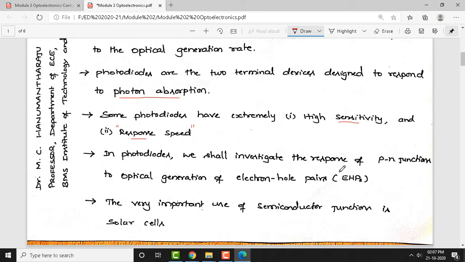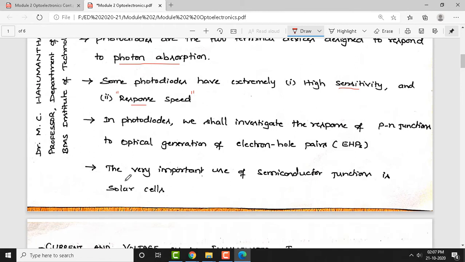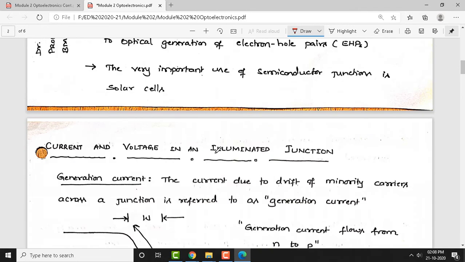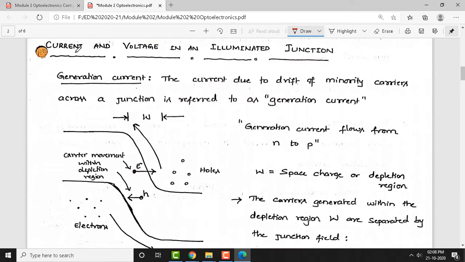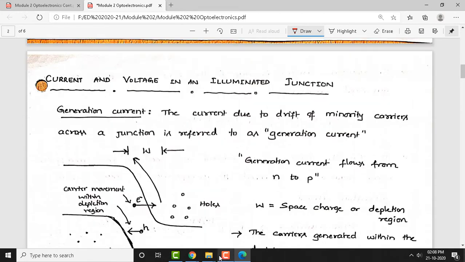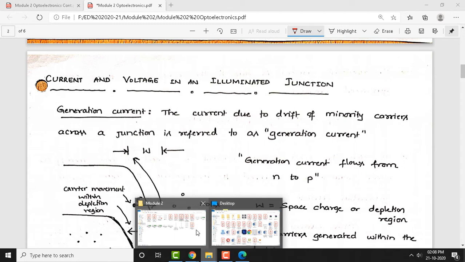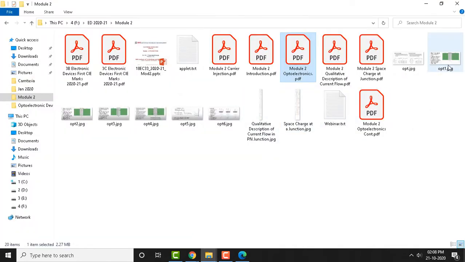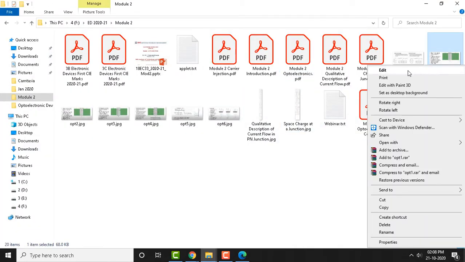Regarding photodiodes, we will investigate the response of p-n junctions to optical generation of electron hole pairs. Solar cells are important, a use of semiconductor junctions. Specifically, let us look into the current and voltage in an illuminated junction. Here I would like to take a few examples to explain how exactly the electron hole pairs keep moving.